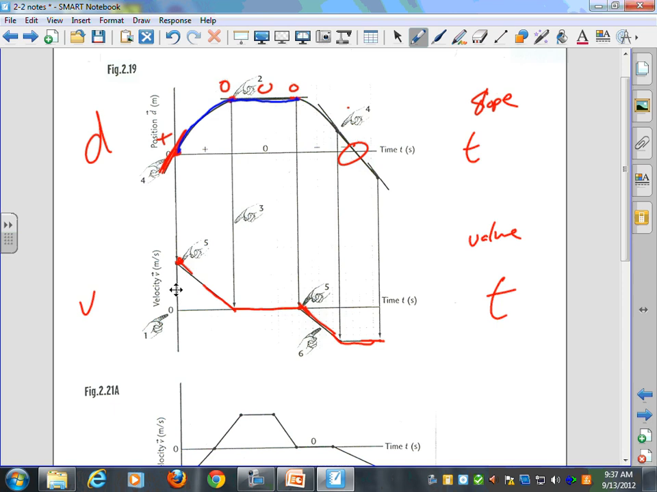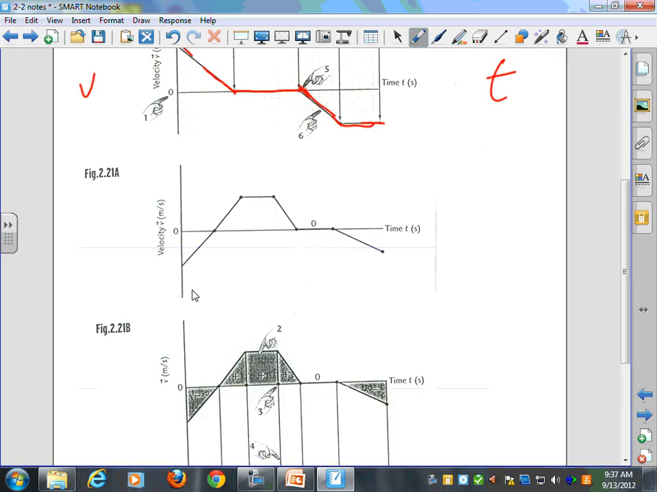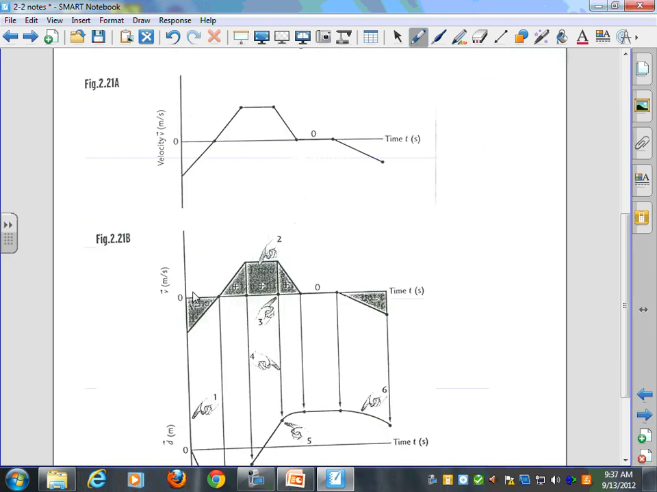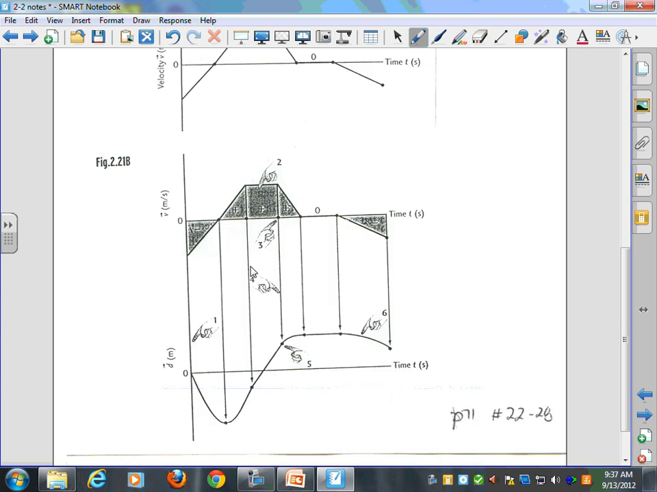Boring you to death. The next one is hard. Okay? If you need to stand up and shake your arms, try to wake up, you might need to, because this one's hard. Going the other way is hard. How come? We're going the other way now. We're going to go from velocity-time to displacement-time. So this is the value, and this, again, is the slope.